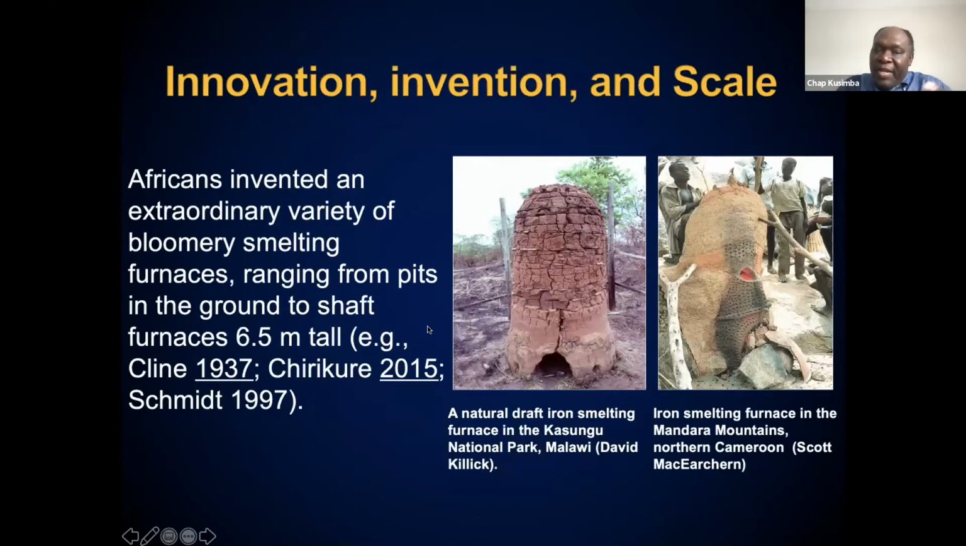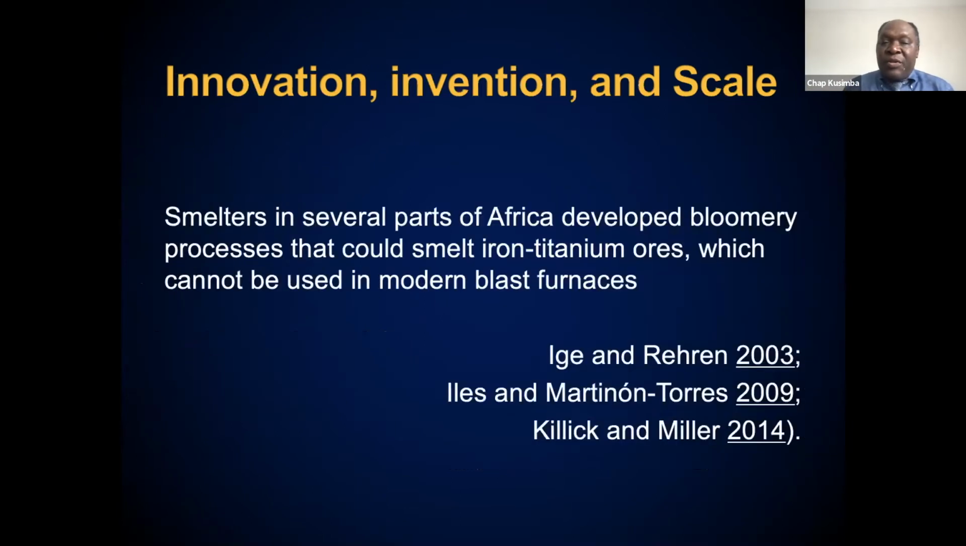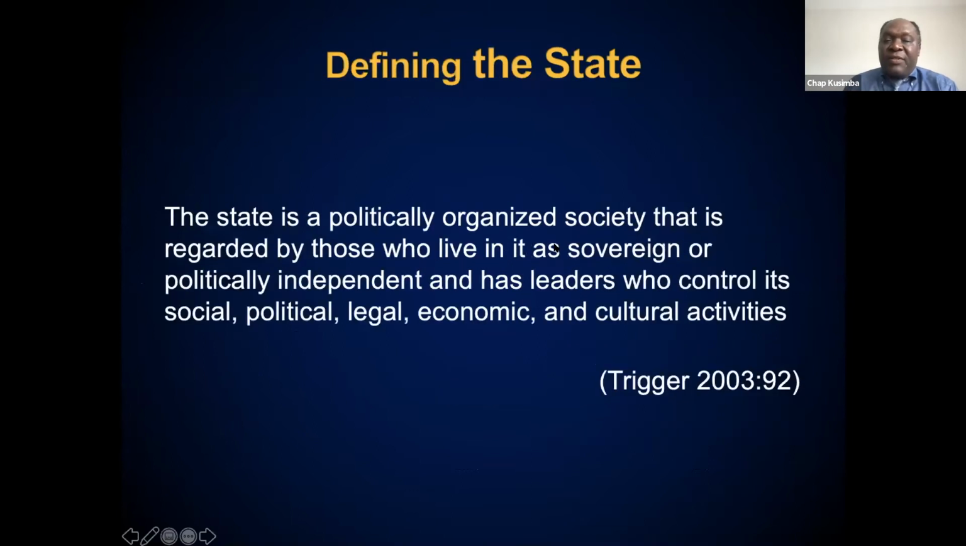So when you think about innovation, you look at iron working. The furnace technology, for example, is very, very complex across the board. Africans, in this case, one can argue, were in charge of their destiny. They produced what they wanted, and they were on a trajectory to, in many ways, I think a lot of these developments were at par with what was going on everywhere. And in fact, commentators argue that smelters in several parts of Africa developed processes that could smelt iron, titanium, all this, which cannot be used in modern blast furnaces today, but it's all right.